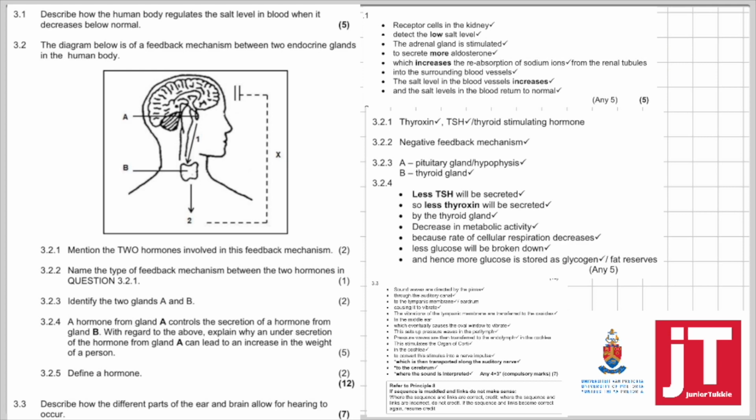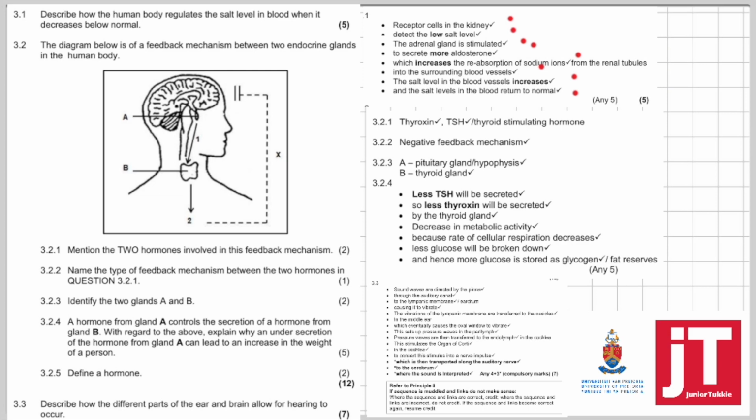3.1. Describe how the human body regulates the salt level in blood when it decreases below normal. So, we know the receptor cells are in the kidney. They detect the low salt level, and then the adrenal gland is stimulated to secrete more aldosterone. More aldosterone will increase the reabsorption of sodium ions from the renal tubules into the blood vessels, and the sodium levels in the blood will increase and return back to normal.